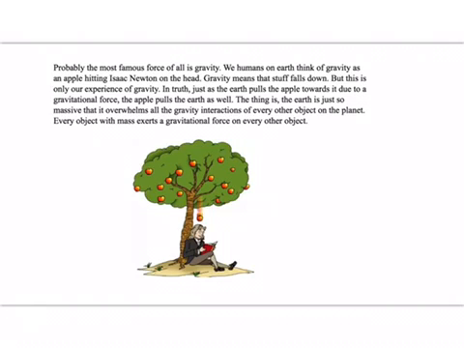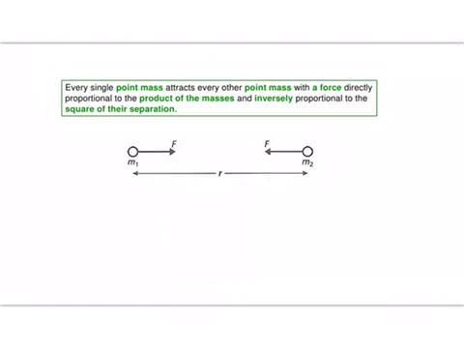In truth, just as the Earth pulls the apple towards it due to a gravitational force, the apple also pulls the Earth as well. The thing is, the Earth is just so massive that it overshadows all the gravity interactions of every other object on the planet. Every object with mass exerts a gravitational force on every other object. So the Earth pulls the apple towards itself, and also the apple pulls the Earth to itself.